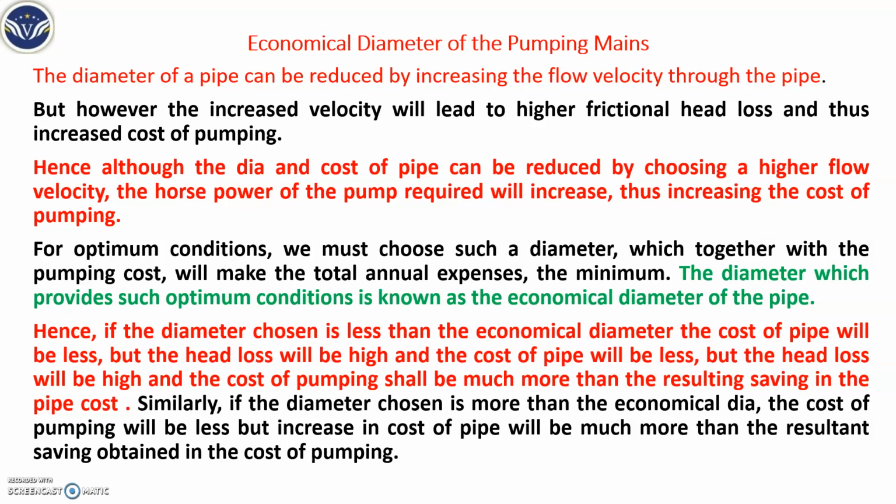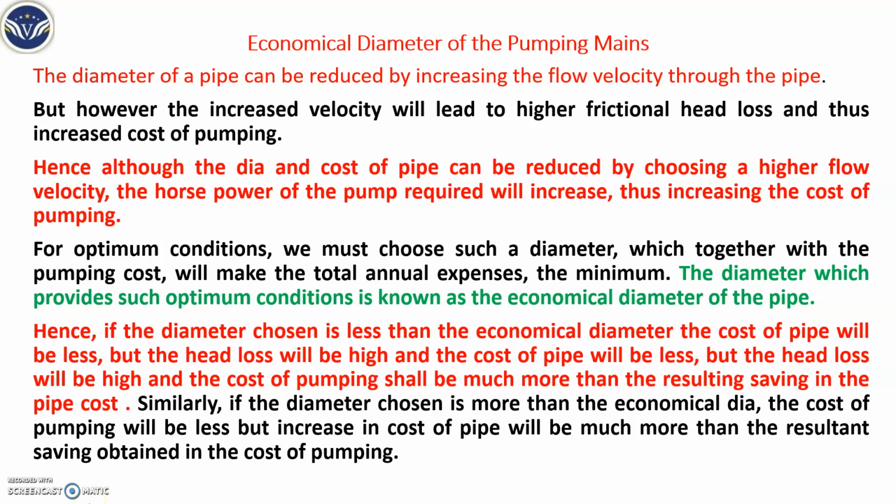So what exactly is the meaning of economical diameter? Economical diameter in a pumping main is nothing but selecting a diameter in such a way that it is cost effective. It should be less expensive and the maintenance cost is also less. So normally when we speak of an economical diameter, what we do is we tend to reduce the diameter of the pipe itself.